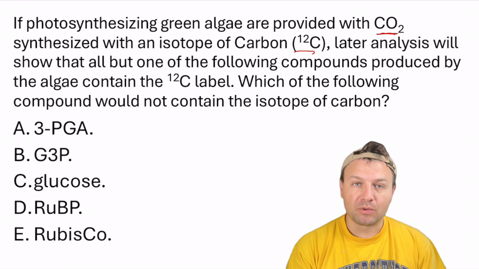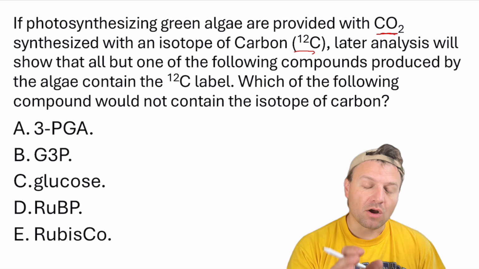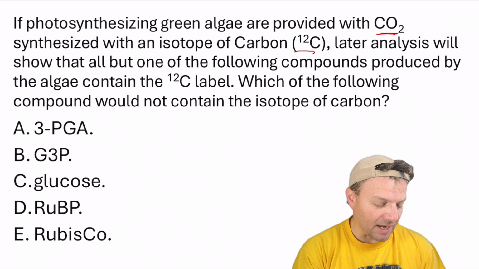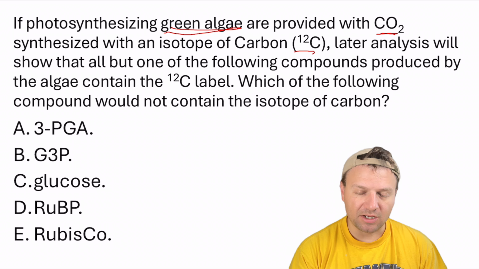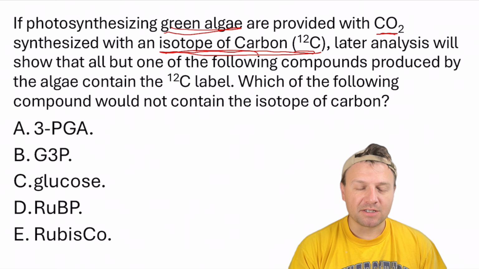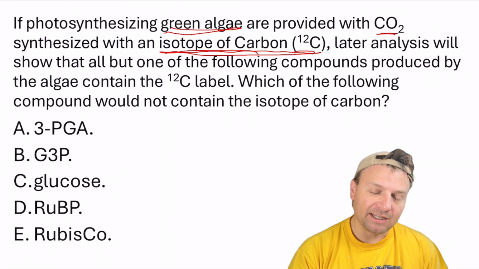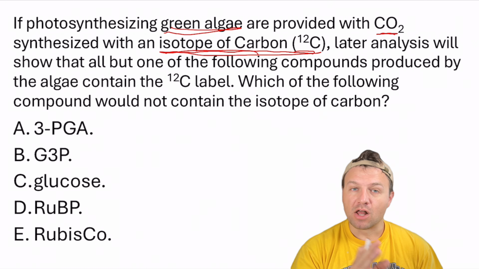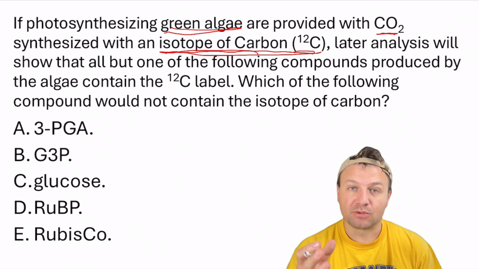Okay, so remember we just talked about this. We said that the carbon dioxide that plants use is going to be made into sugar. This question is saying, hey, there's this photosynthesizing green algae. Green algae doesn't mean anything here, it just goes through photosynthesis. It's provided with this isotope of carbon 12. So basically this isotope is saying, hey, we're tagging this carbon in the carbon dioxide with a special type of molecule that's going to allow us to identify it.